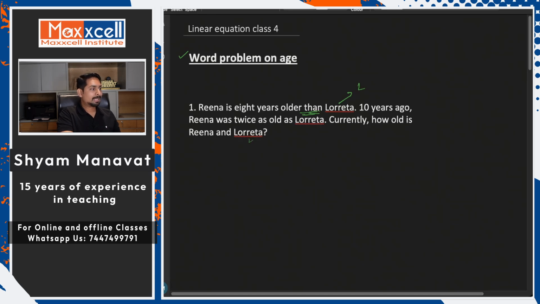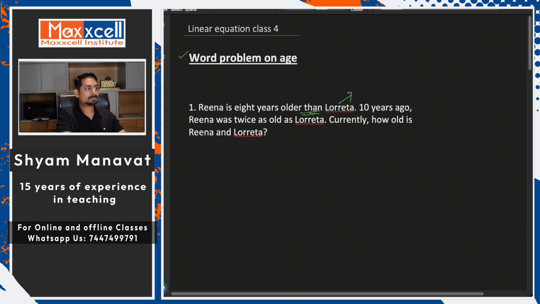Now, let's assume currently Loretta's age is L. Loretta's age is L. Okay, base compared to. If you want to handle only one variable, then you do. Otherwise, you can assume Rina's age as X and Loretta's age as Y, and then you can make the equation there also. I advise use fewer variables so that you get the answer faster.